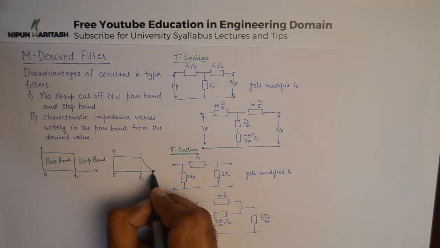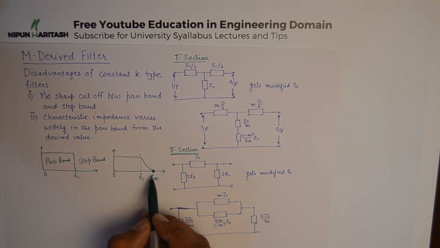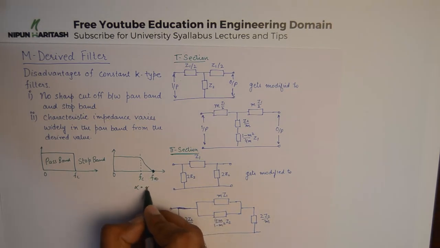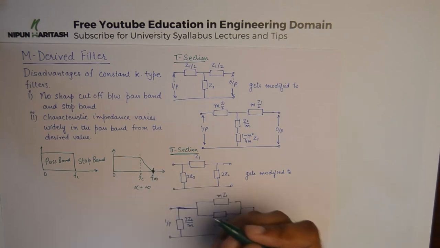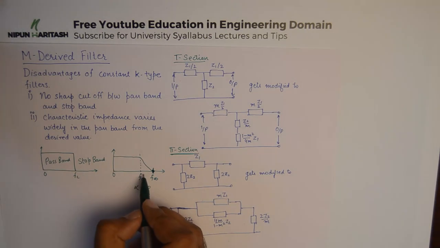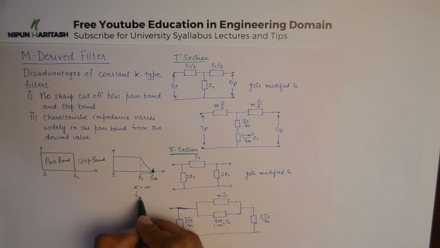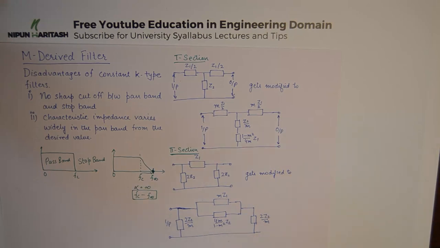Now this particular frequency of interest is also a very interesting point to know, that this frequency is known as f infinity. The reason being, after this frequency, infinite attenuation is offered to the signal and the stop band actually starts from this point onwards. So this range of frequencies from fc to f infinity is a range of ambiguity, or in other words, this is the range in which the signal is not passing through completely, but it is not being stopped completely either, and this ambiguity leads to the designing of a filter which is known as the m-derived filter.